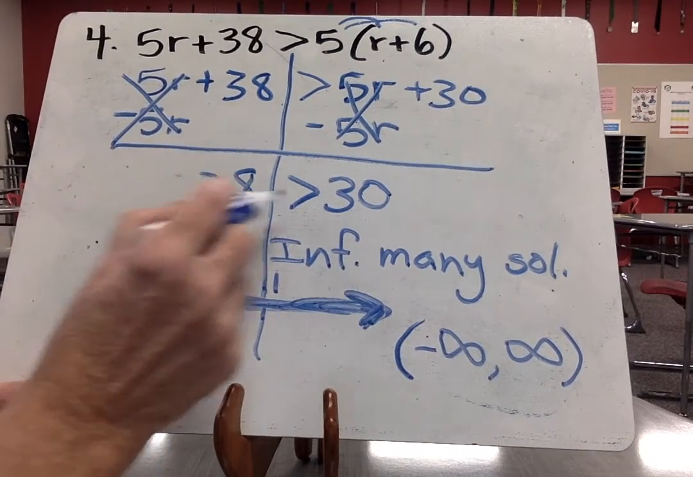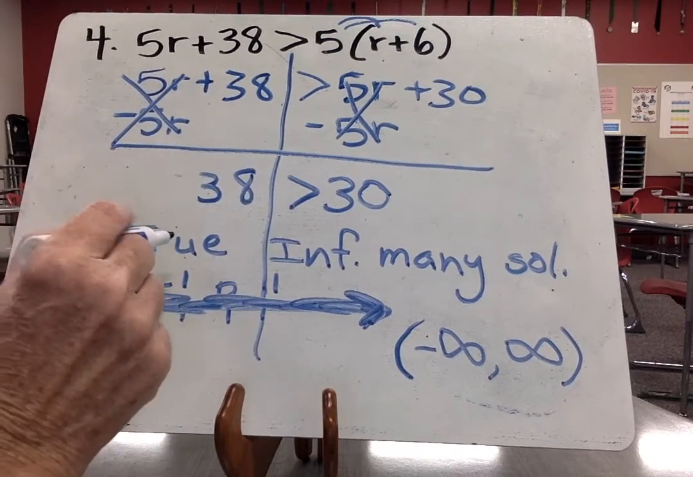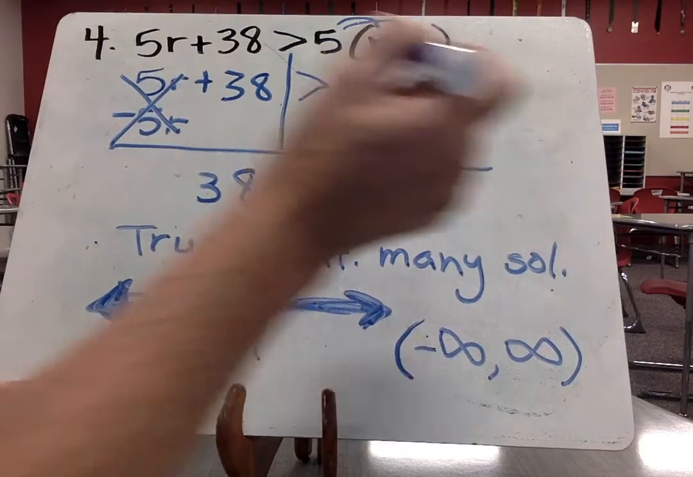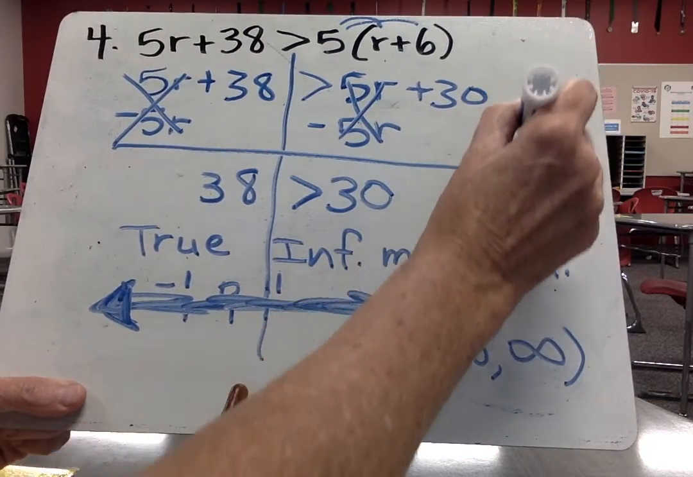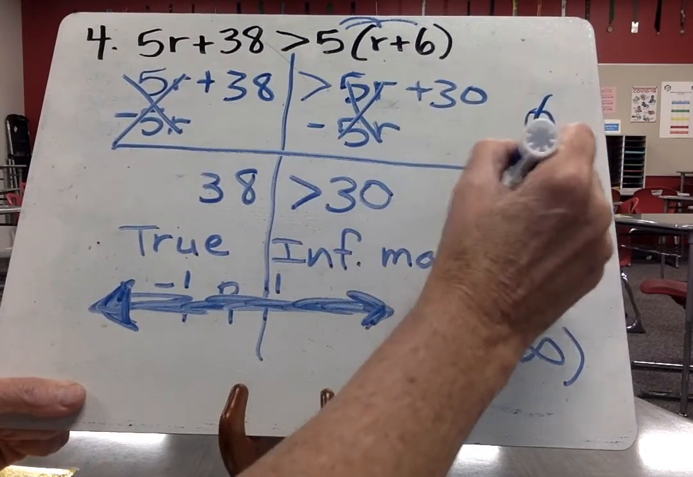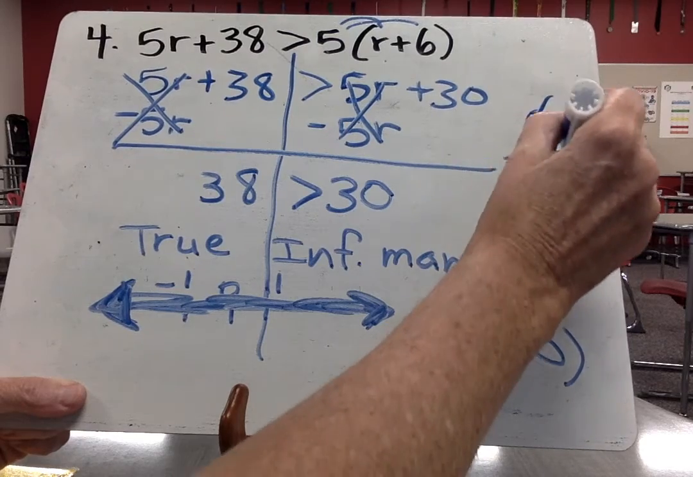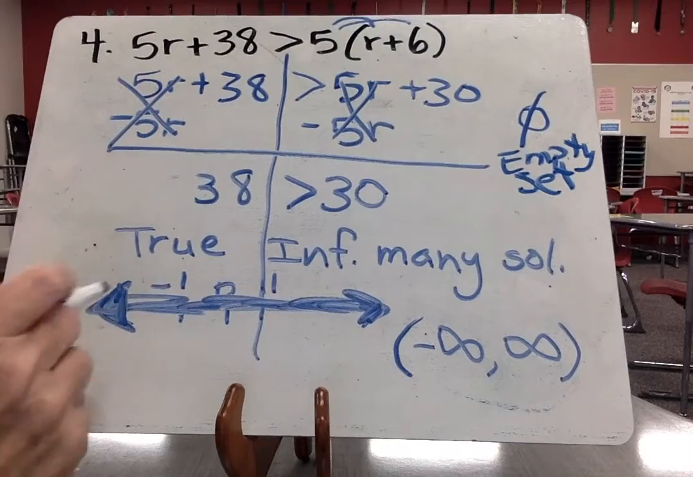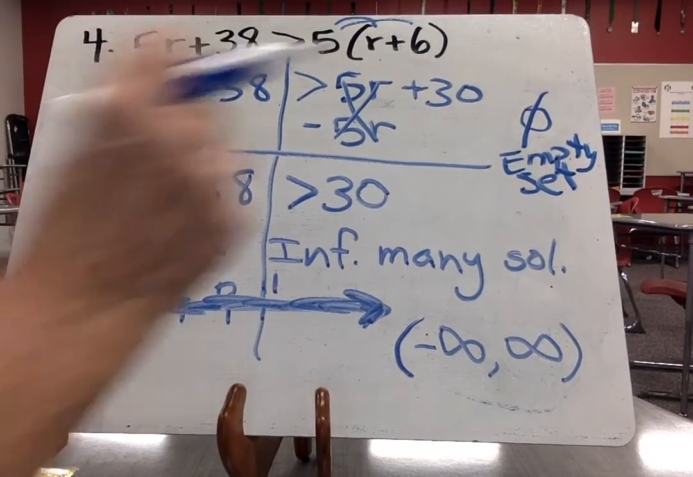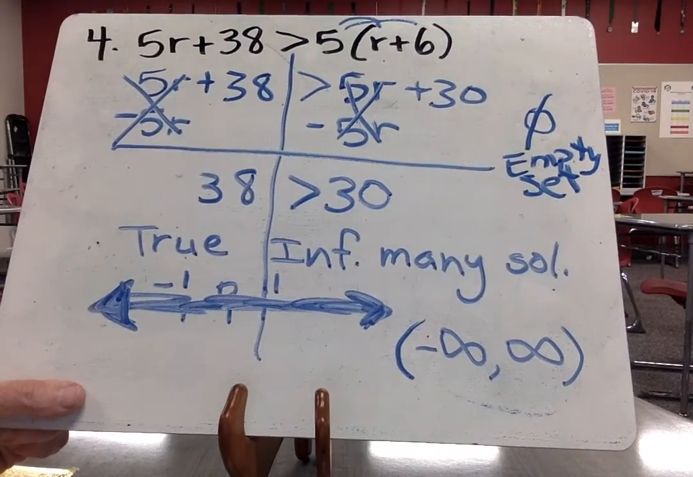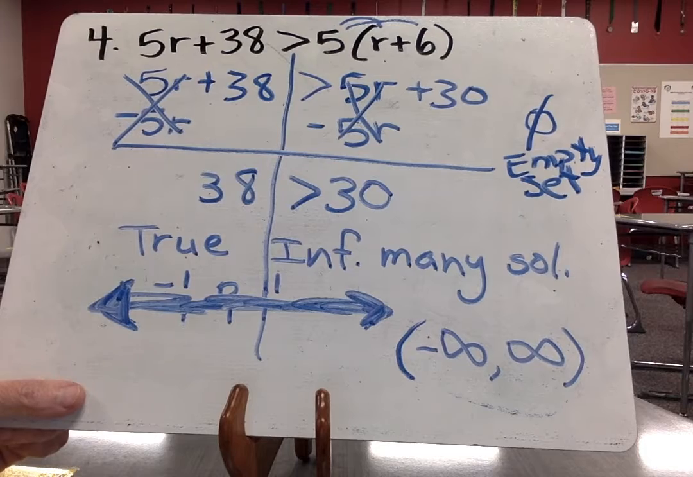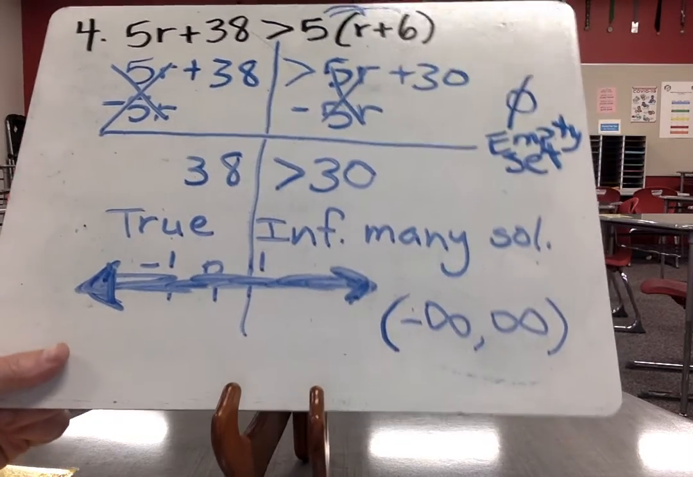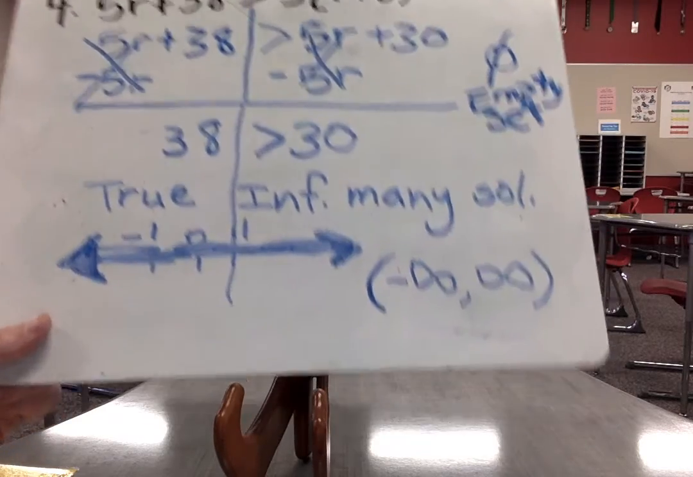Now, if this had not been a true statement, if it was false, then it would be empty set. And remember, empty set looks like this, just so you know the notation for empty set. Okay, we would leave the number line blank and write the word empty set or put that symbol so we know, hey, we've done the problem, it shows empty set. Now we'll go and do one more problem on the back that's a little more challenging.